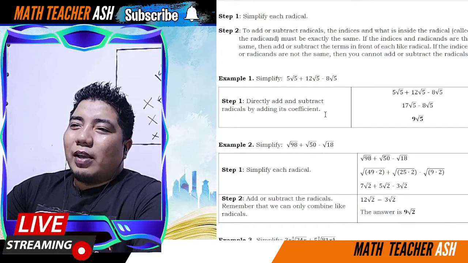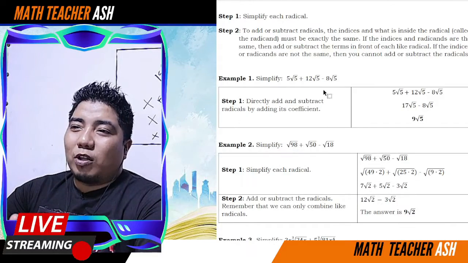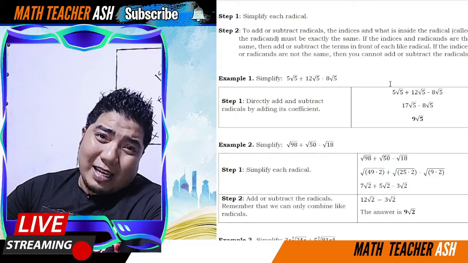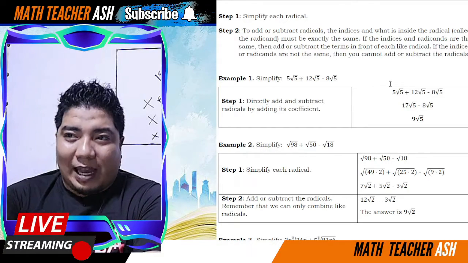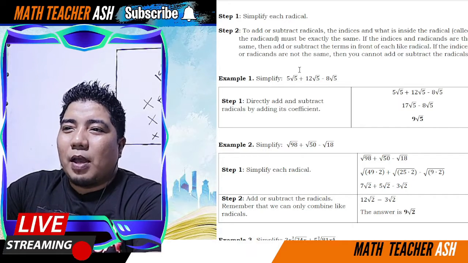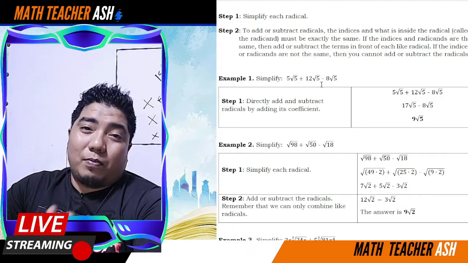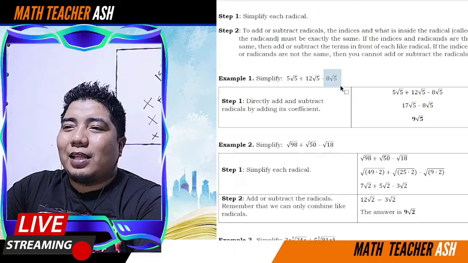So, we have here 5 square root of 5 plus 12 square root of 5 minus 8 square root of 5. So, ganito lang yan, my dear math learners. It means na merong 5 square root of 5. That is 5 square root of 5. Merong 12 na square root of 5. Okay? And merong 8 na square root of 5.